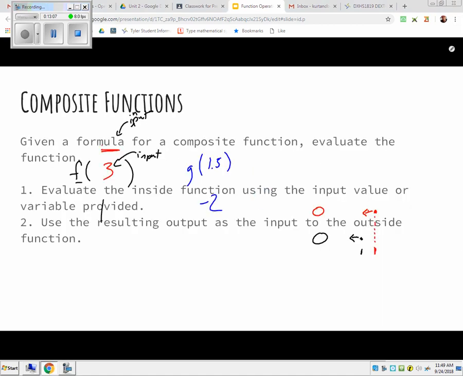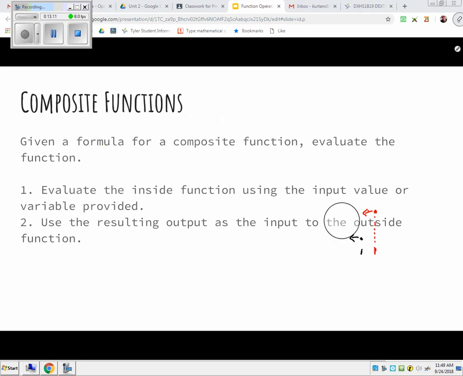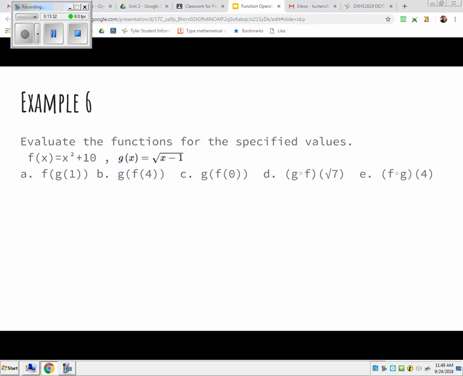Now, whenever we are trying to do this without a graph, without a table, just working with a function, what we're going to do is first off evaluate the inside function. Still sticking with that inside function first. And then once I get that result, I'm going to plug it into the outside function. No different than what we did on the last 2 examples.